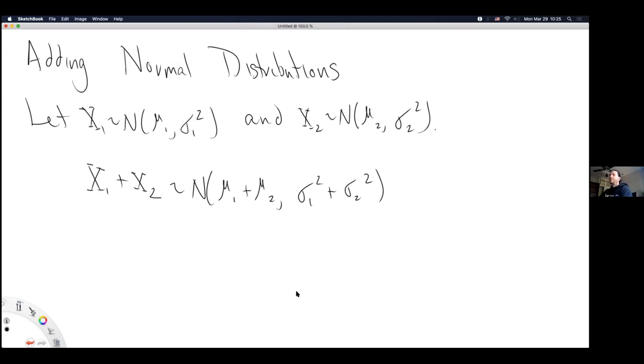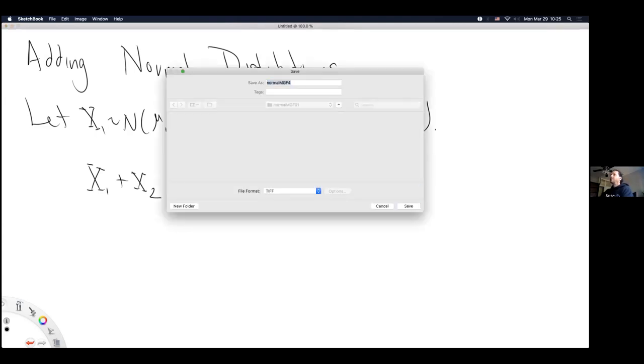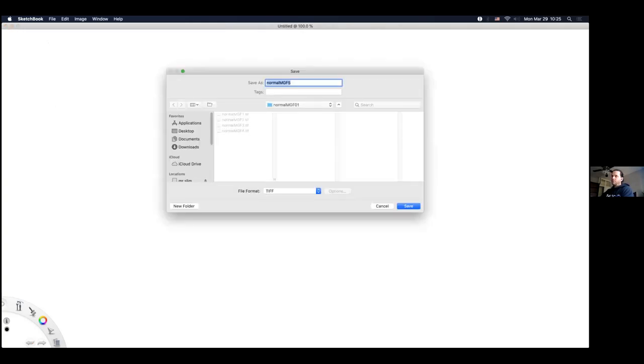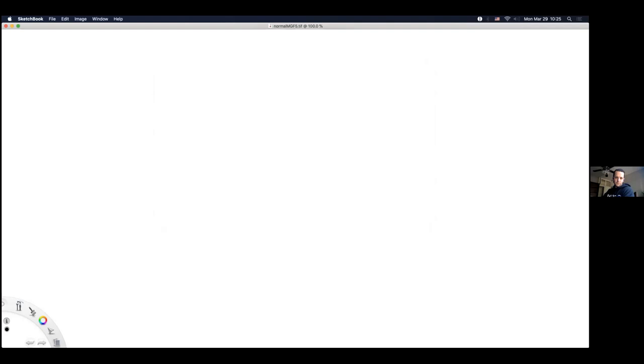Okay. Professor, I'm sure it's in the text, but can you provide a little motivation for why it's sigma squared as the variance? Oh, that's purely notational. Okay. Yeah.